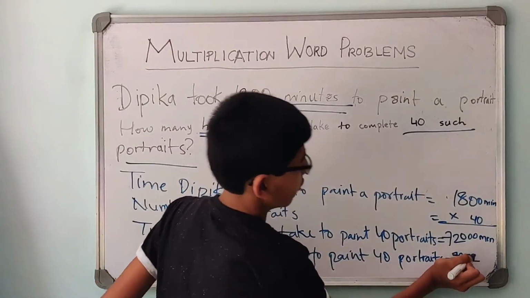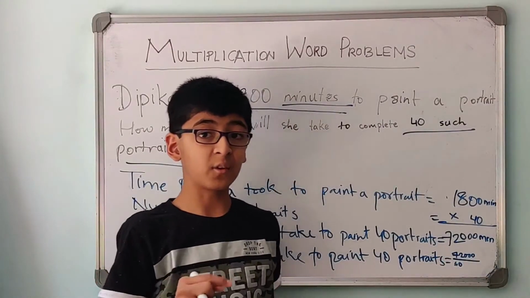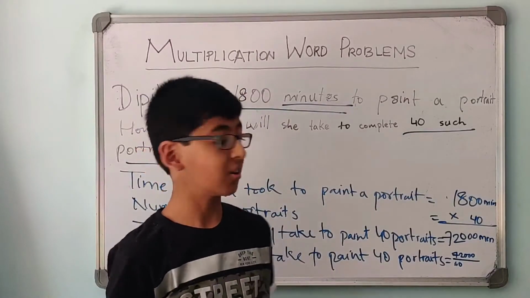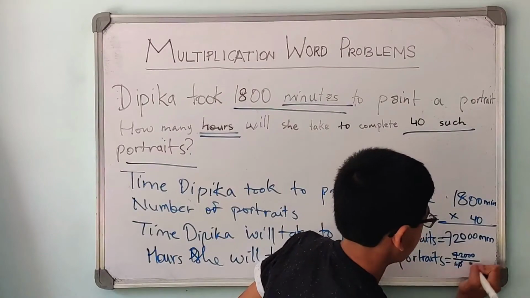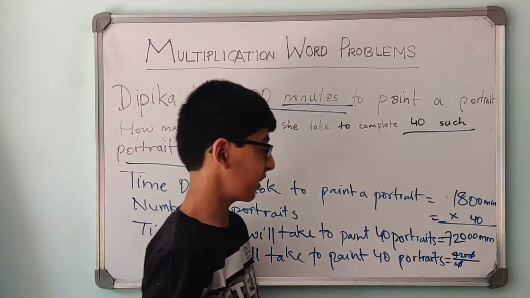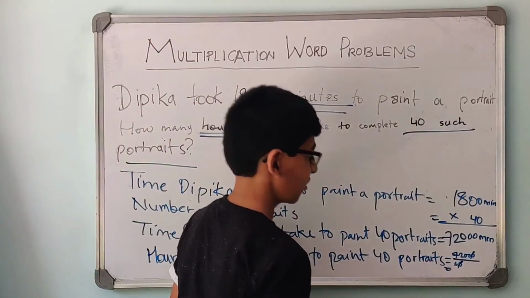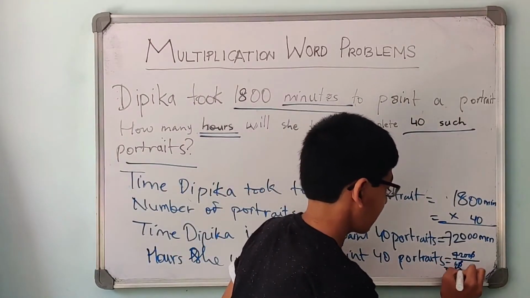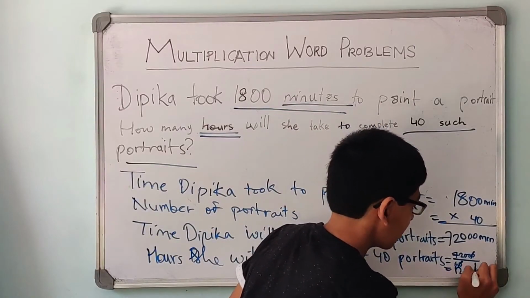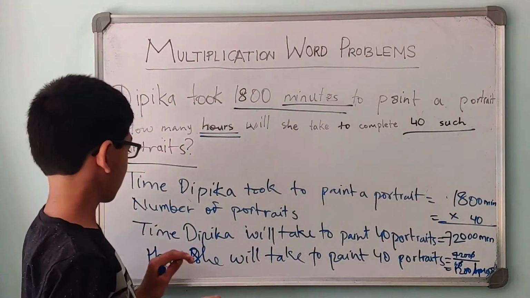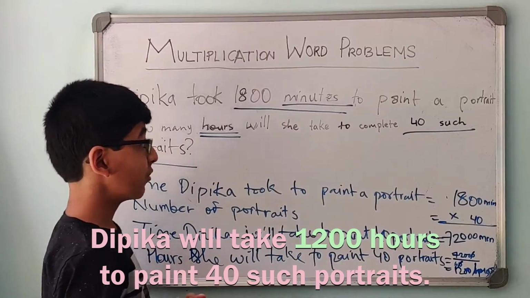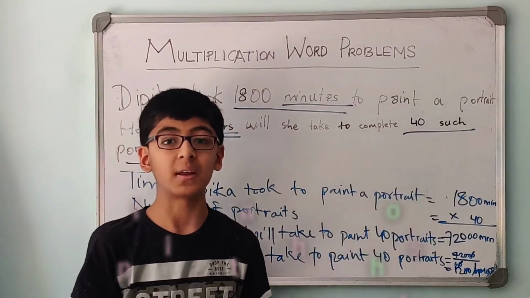This also has a 0, this also has a 0. If there is a 0 in both the numerator and the denominator, or the dividend and the divisor, we can cancel the zeros. So now our question just becomes 7,200 divided by 6. Like this, our answer comes as 1,200 hours. So Deepika is going to take 1,200 hours to paint 40 such portraits.